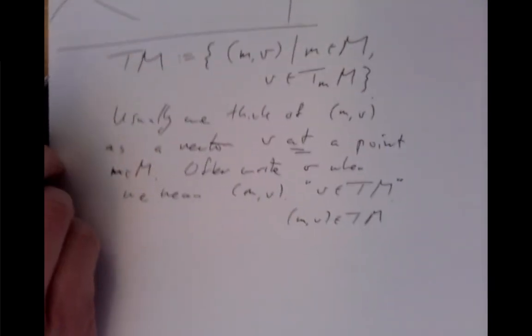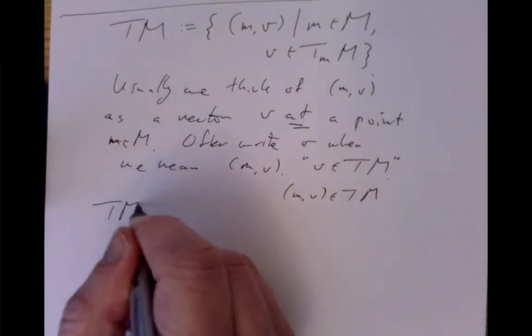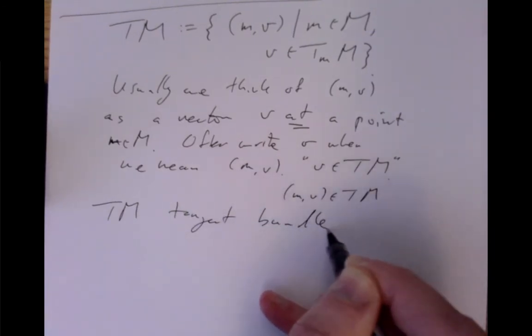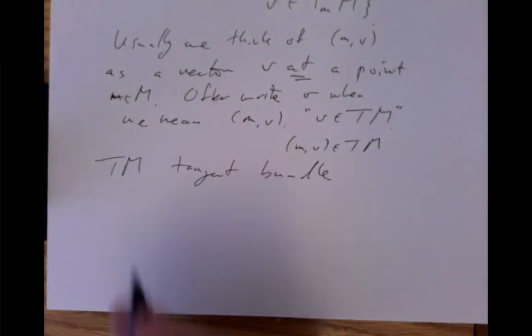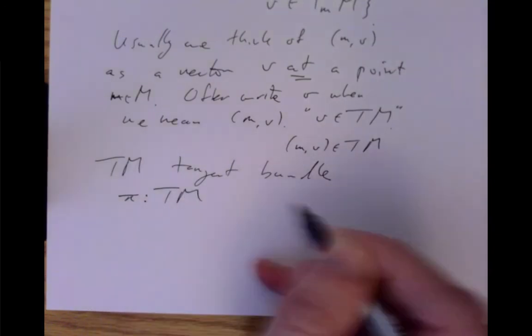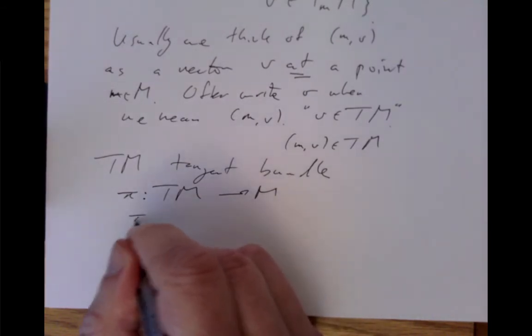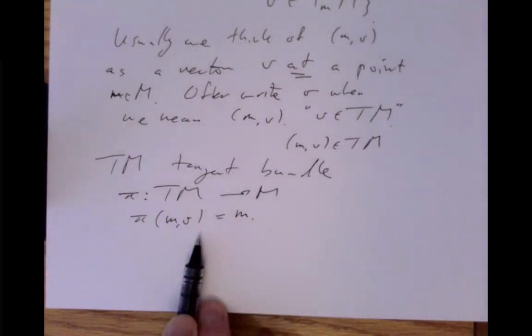So now that we have a definition of the tangent bundle, I should say that TM is called the tangent bundle. It's bundled together, all the tangent spaces bundled together, hence the name. We'll want to define a manifold structure. And the first step was to define the projection map, or foot map, which takes each tangent vector to where it lives by saying that applied to a pair, it just remembers what point it lives at. It forgets the vector part. That's a useful operation to have in mind.